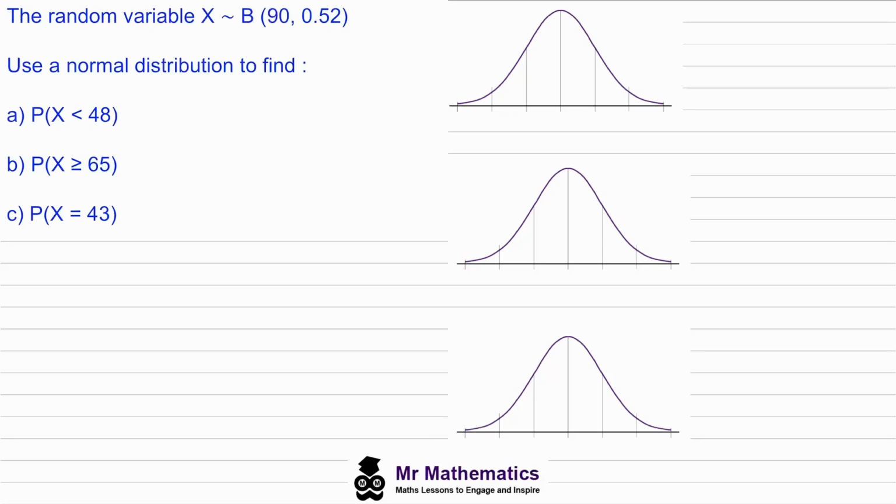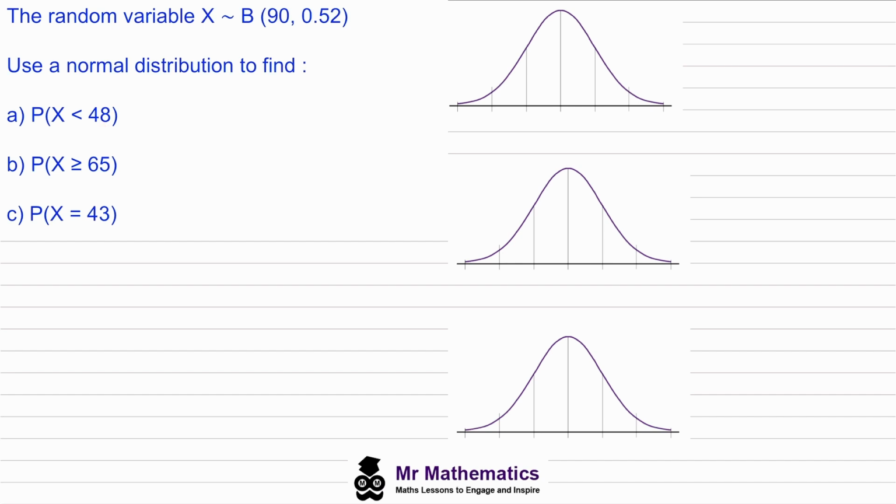Hi everybody. So in this video, I'm going to show you how to approximate a binomial distribution using a normal distribution. In this example, we're told that the random variable x is distributed binomially with 90 trials and a probability of success of 0.52. We've been asked to use a normal distribution to find the probability of x being less than 48.